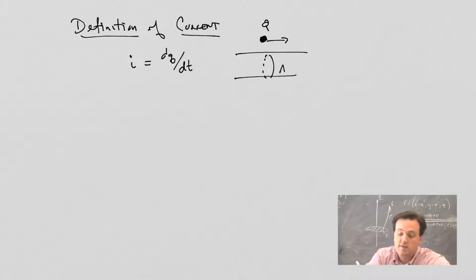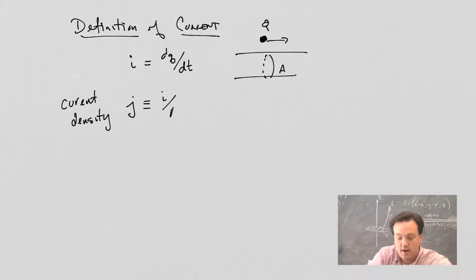Of course, if I've defined this cross-sectional area, I can also ask myself, well, what is the density of that current? So there's another quantity that's known as the current density, which we call little j, and that's defined to be the current divided by the cross-sectional area. So this is a measure really of how much current is passing through a surface per given unit area of that surface.